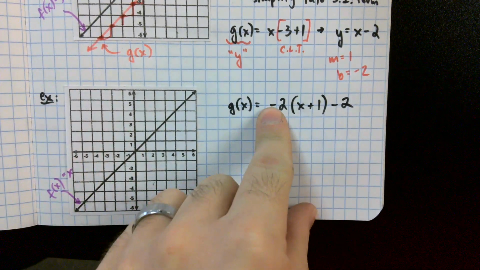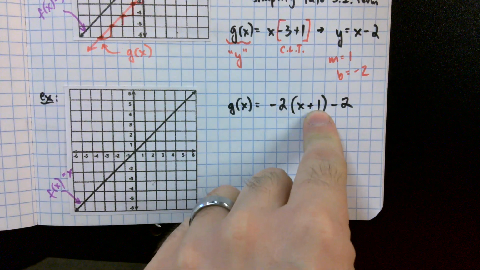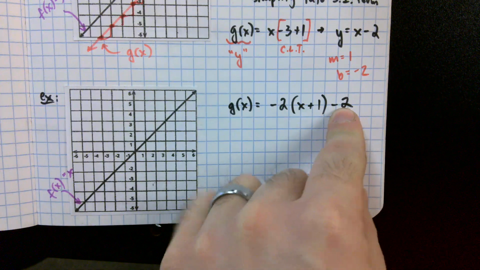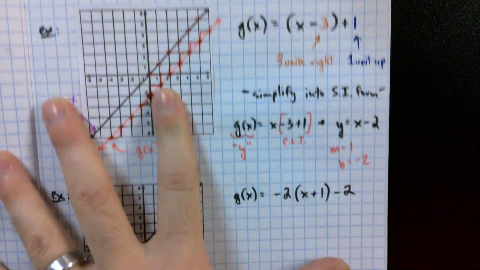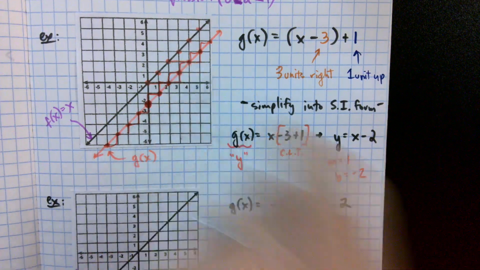We're reflecting over the x. We're vertically stretching it by a scale factor of 2. We're translating 1 unit to the left. And we're translating 2 units down. Now that's a lot. Up here we just had 2 little things. So it wasn't hard for us to do those 2 things and make our line.